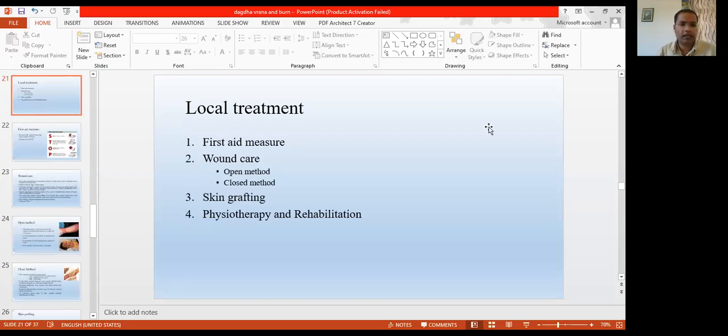So today we start with the local treatment. There are three heads of management of the burn. First is the treatment of shock, second is the general treatment, and third is the local treatment. The treatment of shock and general treatment we already discussed in the previous lecture. So today we discuss the local treatment. Local treatment means the treatment of the burn wound.